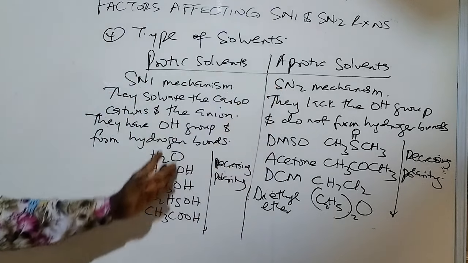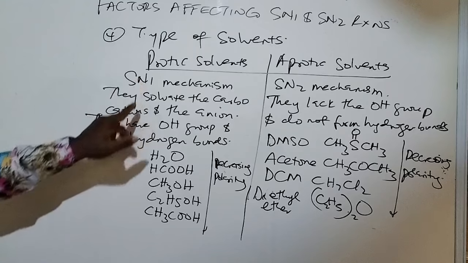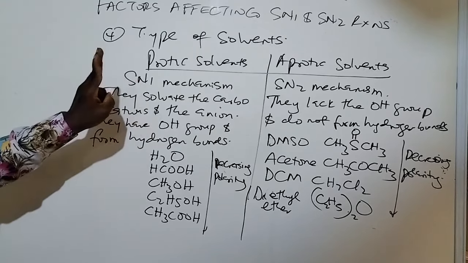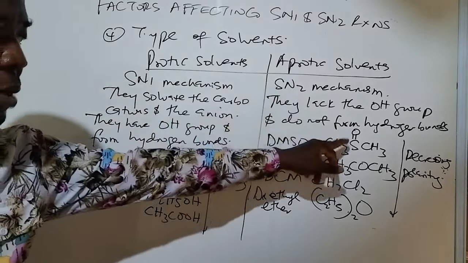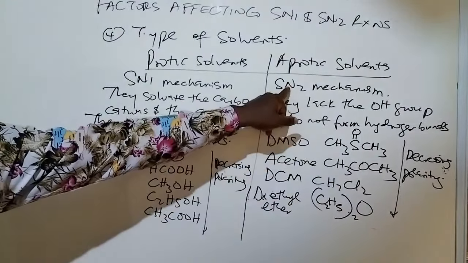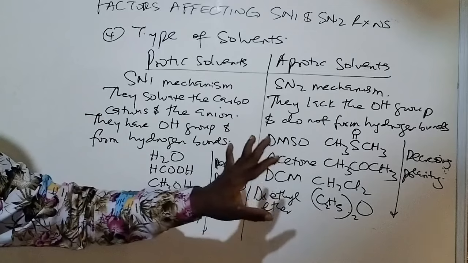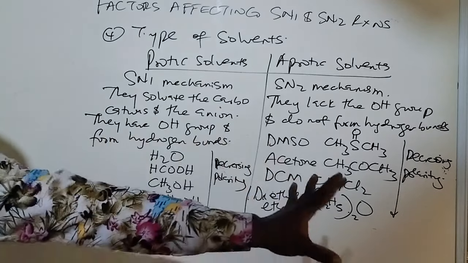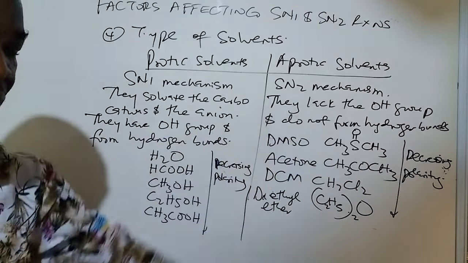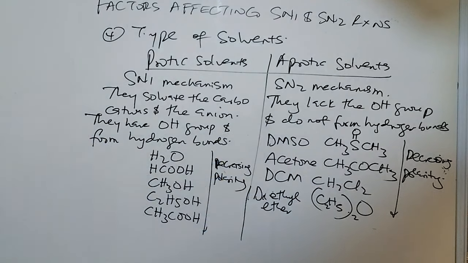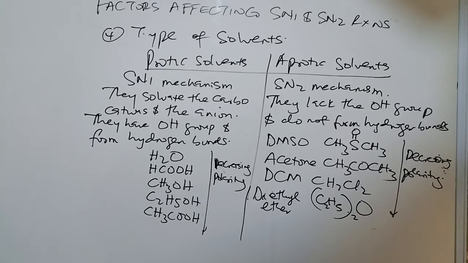When you encounter this solvent, basically it's SN1. Carbocation is formed and it involves two steps. When you encounter these solvents, it's mainly SN2, and it's a concerted reaction that involves a single step. You don't produce any carbocation. So we'll now go to the differences between SN1 and SN2 reaction mechanisms.